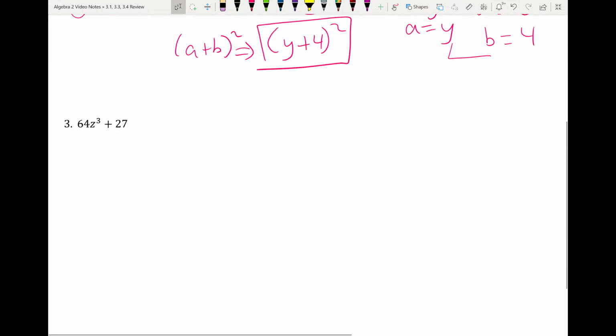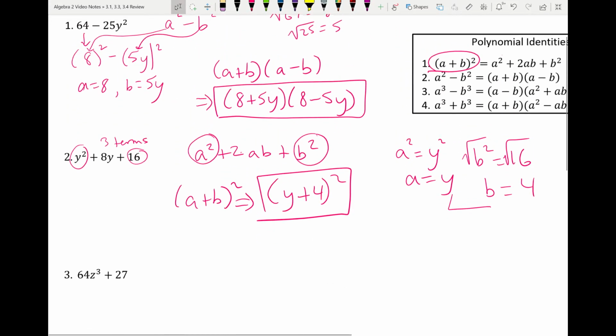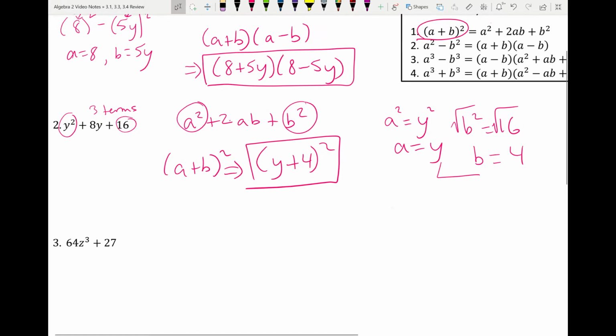All right, so now for number 3. Number 3 matches up closely with, I see a cube there, and I know that that's a perfect cube, and I know that this is a perfect cube, and I see a plus. So it closely resembles number 4.